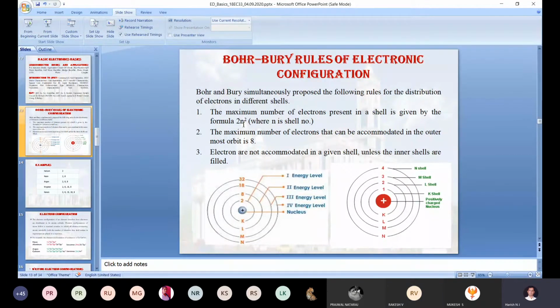The same way, coming to the second orbit, n will be equal to 2. 2 to the power of 2 is equal to 4. 4 into 2 is equal to 8. The maximum number of electrons accommodated in the second orbit is 8.